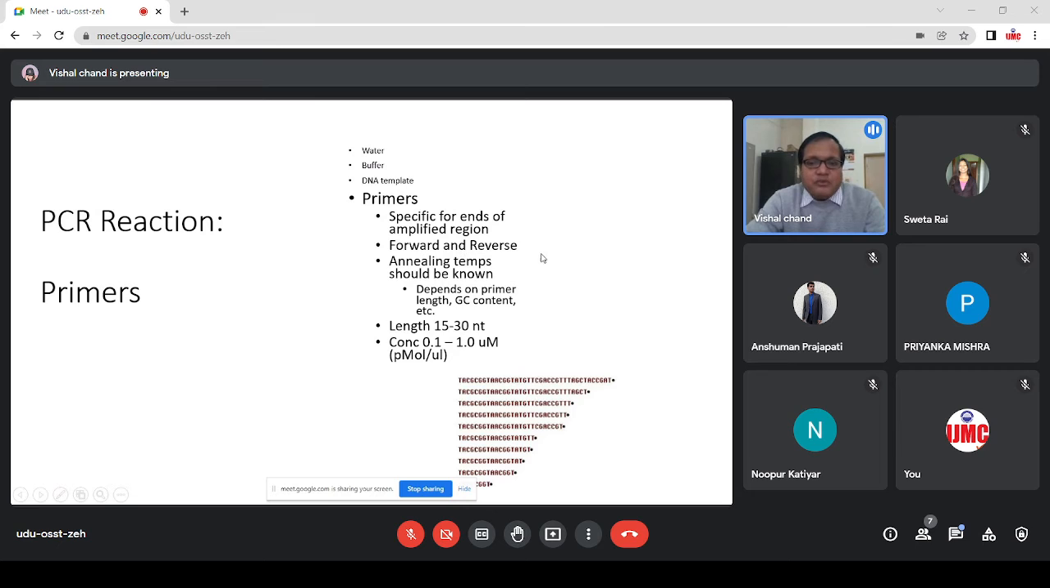So we take both the forward and the reverse primers in the PCR. And the annealing temperature should be known. How can you know the annealing temperature? Depending upon the primer length and especially the GC content, both of these help us get the annealing temperature. Length is approximately 15 to 30 nucleotides, and concentration is 0.1 to 1 micromolar. This is one of the things you have to consider in the primers.